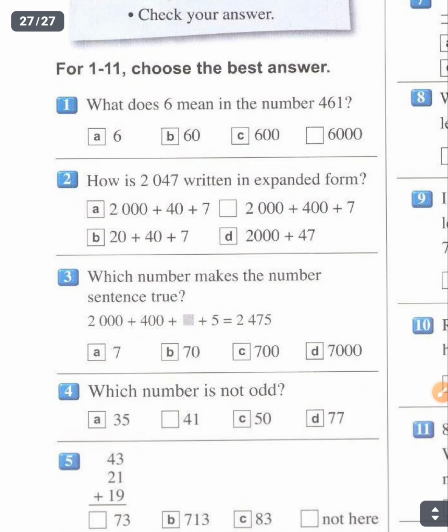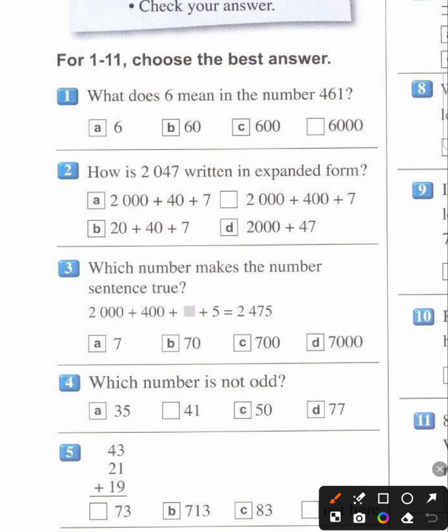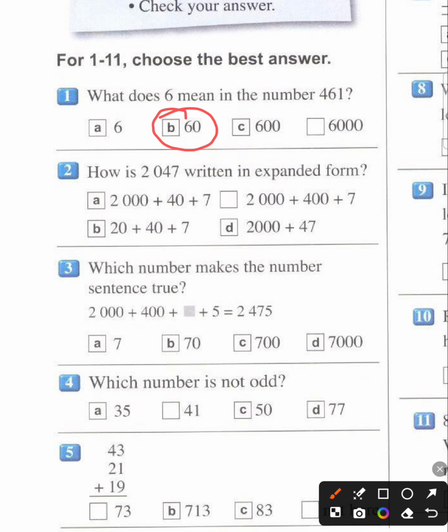So we will start with question number 1. It's very easy, you have 4 possibilities and you must choose only one best correct answer. So let's start together. What does 6 mean in the number 461? 61 means 60. You don't need to look at another. B is correct.